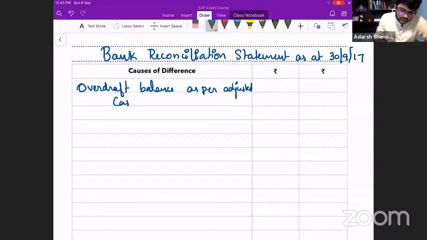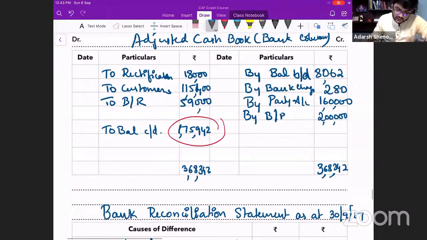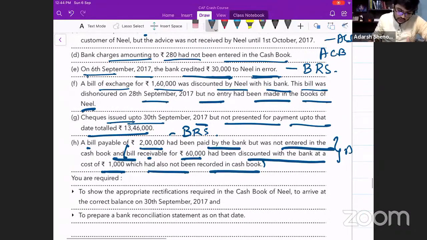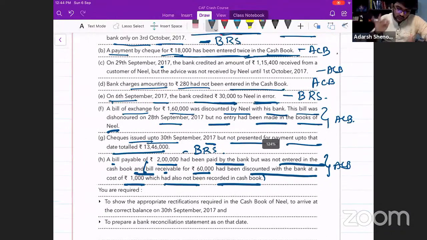Adjusted cash book. I will take the adjusted cash book as the basis. So as per adjusted cash book, we have found out, right? Yes, you can do that also, Adarsh. How much is the answer you got as per the adjusted cash book balance? What was it? 1,75,942. Is that correct? 1,75,942. Now only the BRS items we will consider. These both came in adjusted cash book. This was also in adjusted cash book, right? Okay. Now only the BRS items will be considered, which are only 3 items.